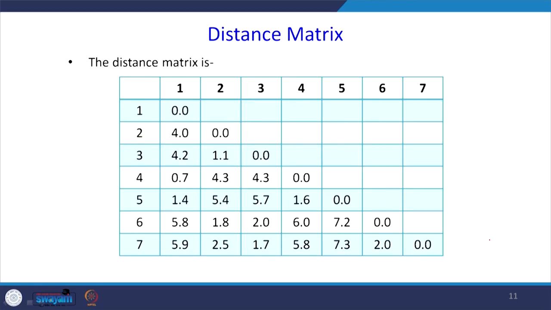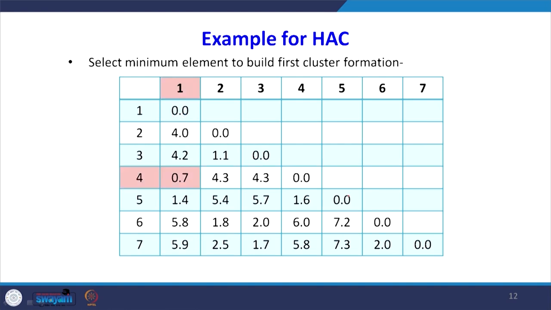As I told you, this is the distance matrix. See that this diagonal will be 0 because the distance is 0. We got the distance between 2 and 1, 3 and 1, 4 and 1, 5 and 1, 6 and 1, 7 and 1. These values we got from our previous slides. So we got the distance matrix.